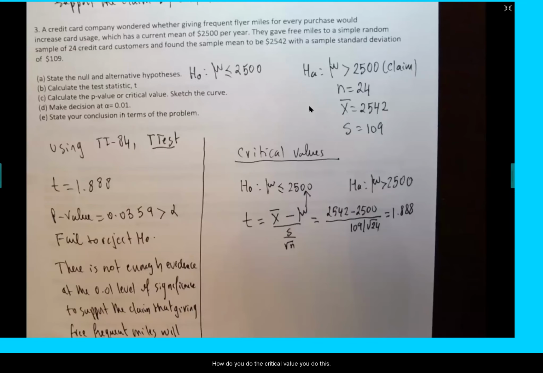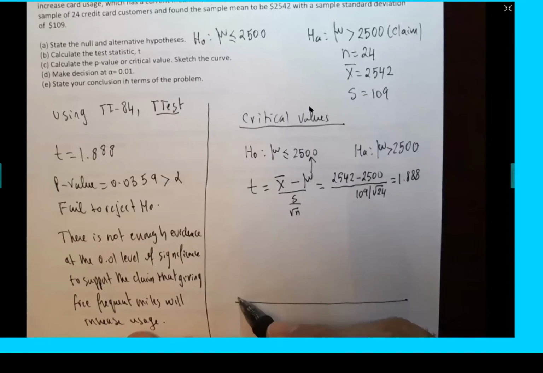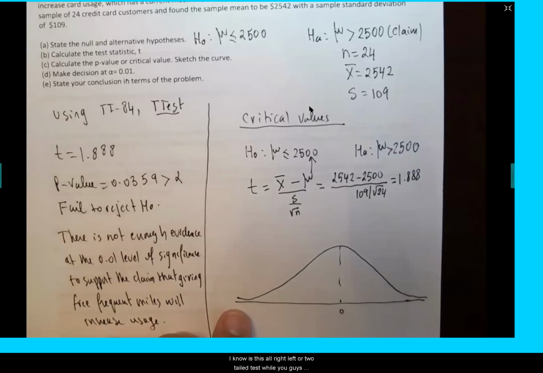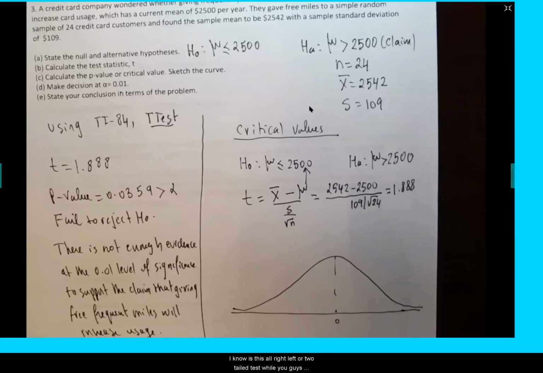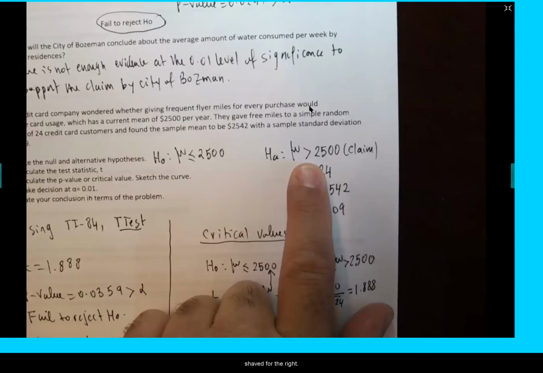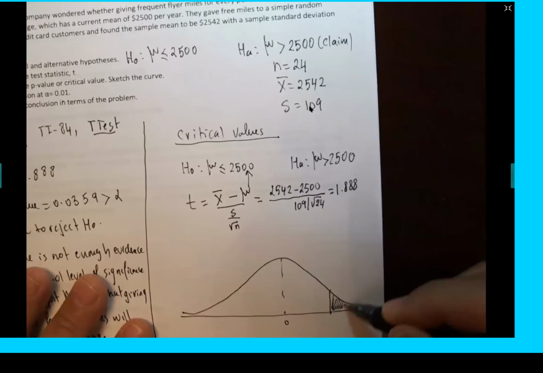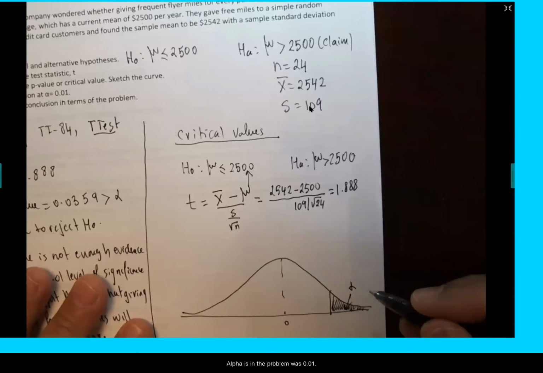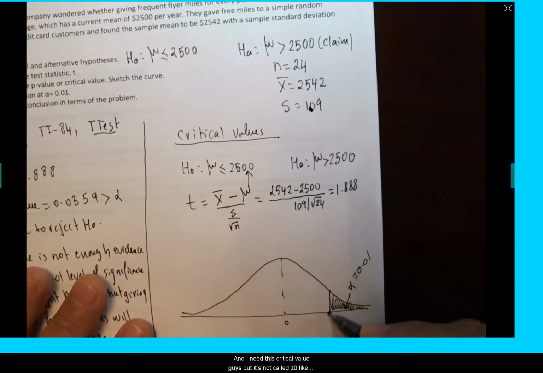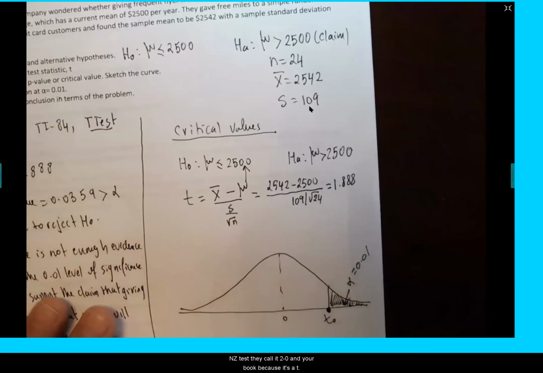Now, how do you do the critical value? You do this. You do the 0. Okay. Now, is this a right, left, or two-tailed test? Well, you guys can see it's a greater than, so it's a right-tailed test. So you shade toward the right. What's alpha here? Alpha in the problem was 0.01. And I need this critical value, guys, but it's not called Z0 like in the z-test.